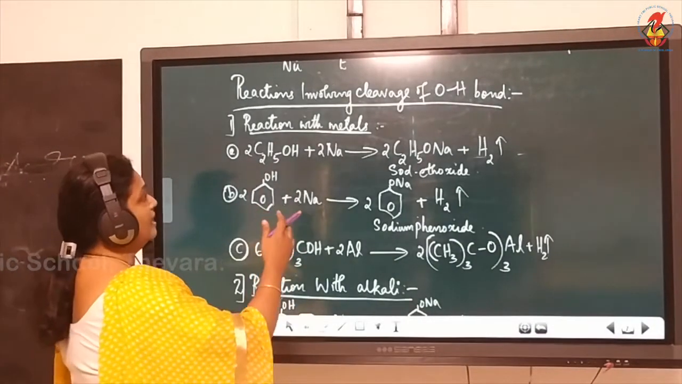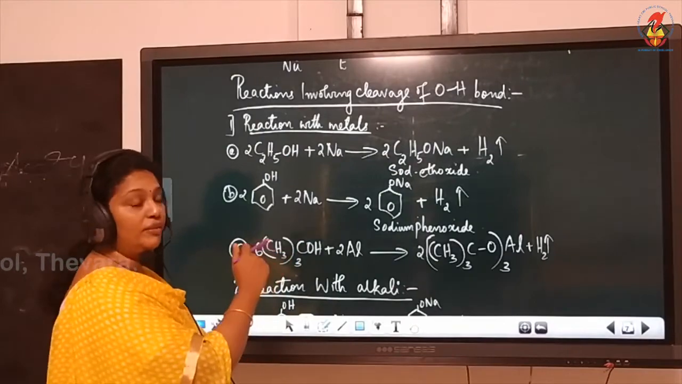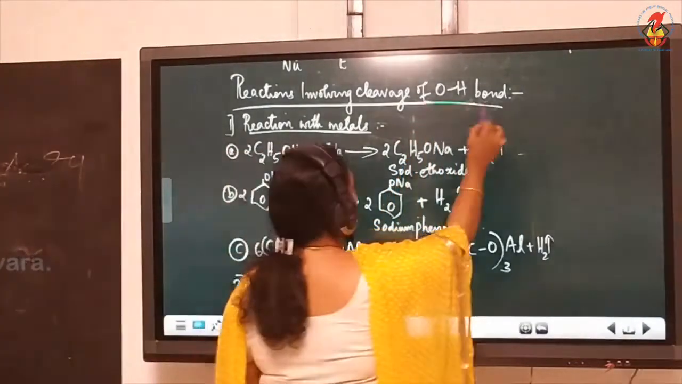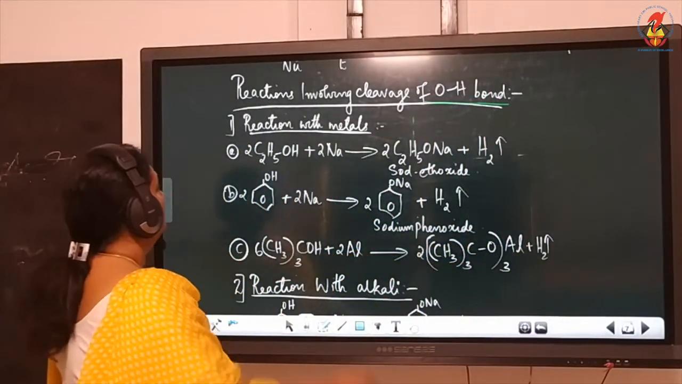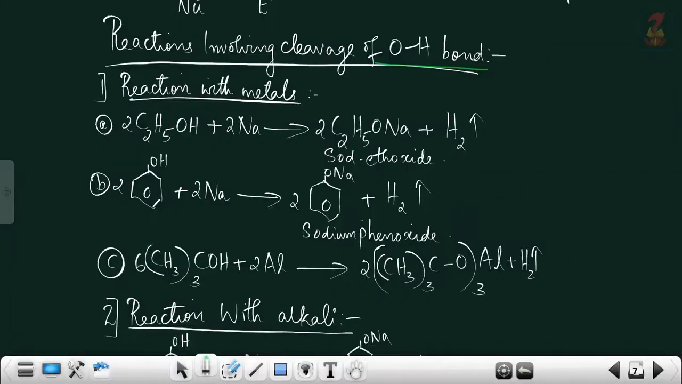Now let's see the examples for alcohols and phenols where cleavage of the OH bond takes place. First example is reaction with metals. Alcohol C2H5OH reacts with sodium metal to form sodium ethoxide. Here the OH bond breaks and hydrogen is removed as H2 gas and we get a product, sodium ethoxide.